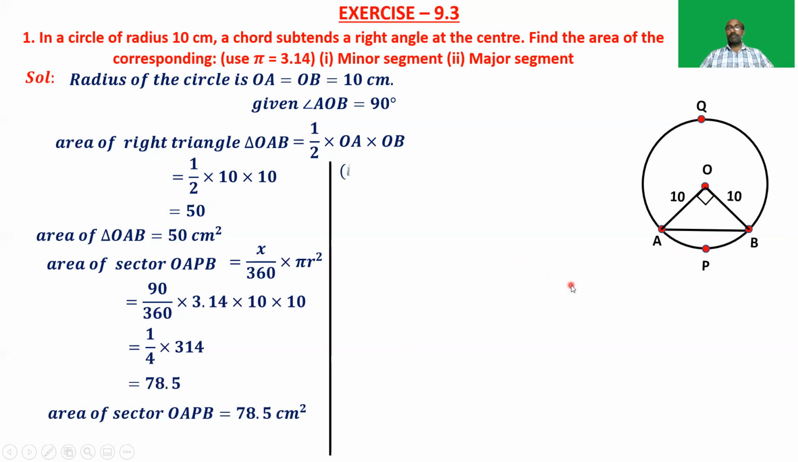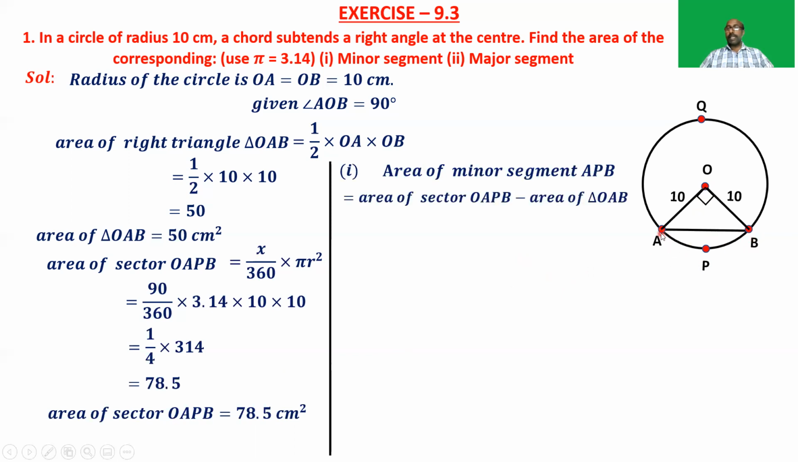So take the first one. Area of minor segment APB is equal to area of sector OAPB minus area of triangle OAB. So by substituting the values which we have found, area of sector OAPB is 78.5 and area of triangle OAB is 50, we get 28.5. So area of minor segment is 28.5 centimeters square. And second one, major segment.